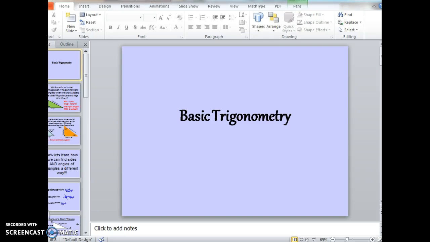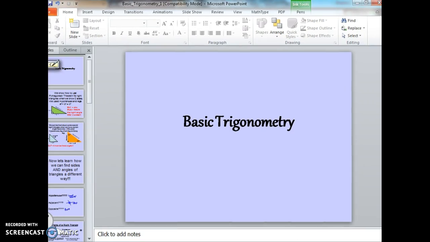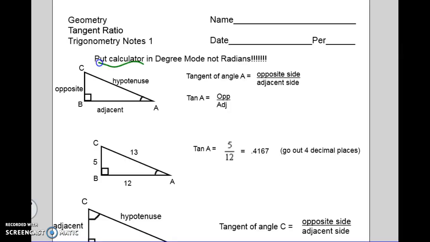All right. So now I want us to go back and look at this. Make sure you put your calculator in degree mode. There are three things that we're going to be learning: tangent, cosine, and sine. If you look at your calculator, above the numbers, you'll see the buttons tan, cos, sin. Everybody see those buttons on your calculator?